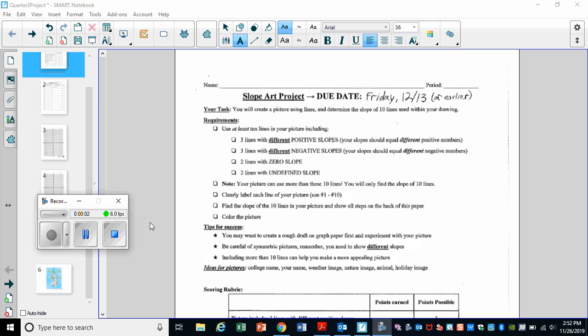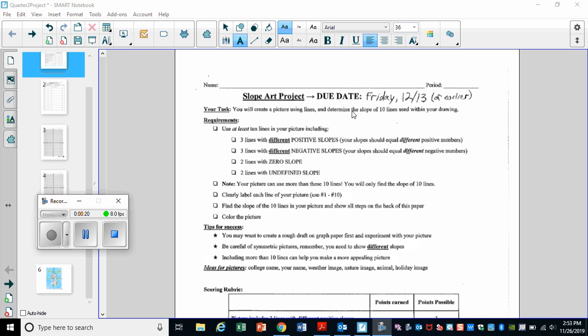Good afternoon, everybody. This is a narrative on your slope art project. It will be due Friday, December 13th. If you can submit it earlier, even better. You will create a picture using lines and determine the slope of 10 lines within your drawing.